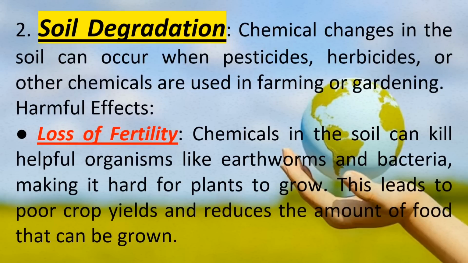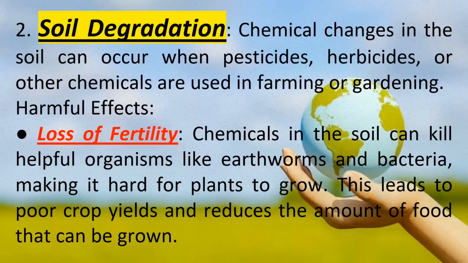Next is soil degradation. Chemical changes in the soil can occur when pesticides, herbicides, or other chemicals are used in farming or gardening. Some of its harmful effects is loss of fertility. Chemicals in the soil can kill helpful organisms like earthworms and bacteria, making it hard for plants to grow. This leads to poor crop yields and reduces the amount of food that can be grown.